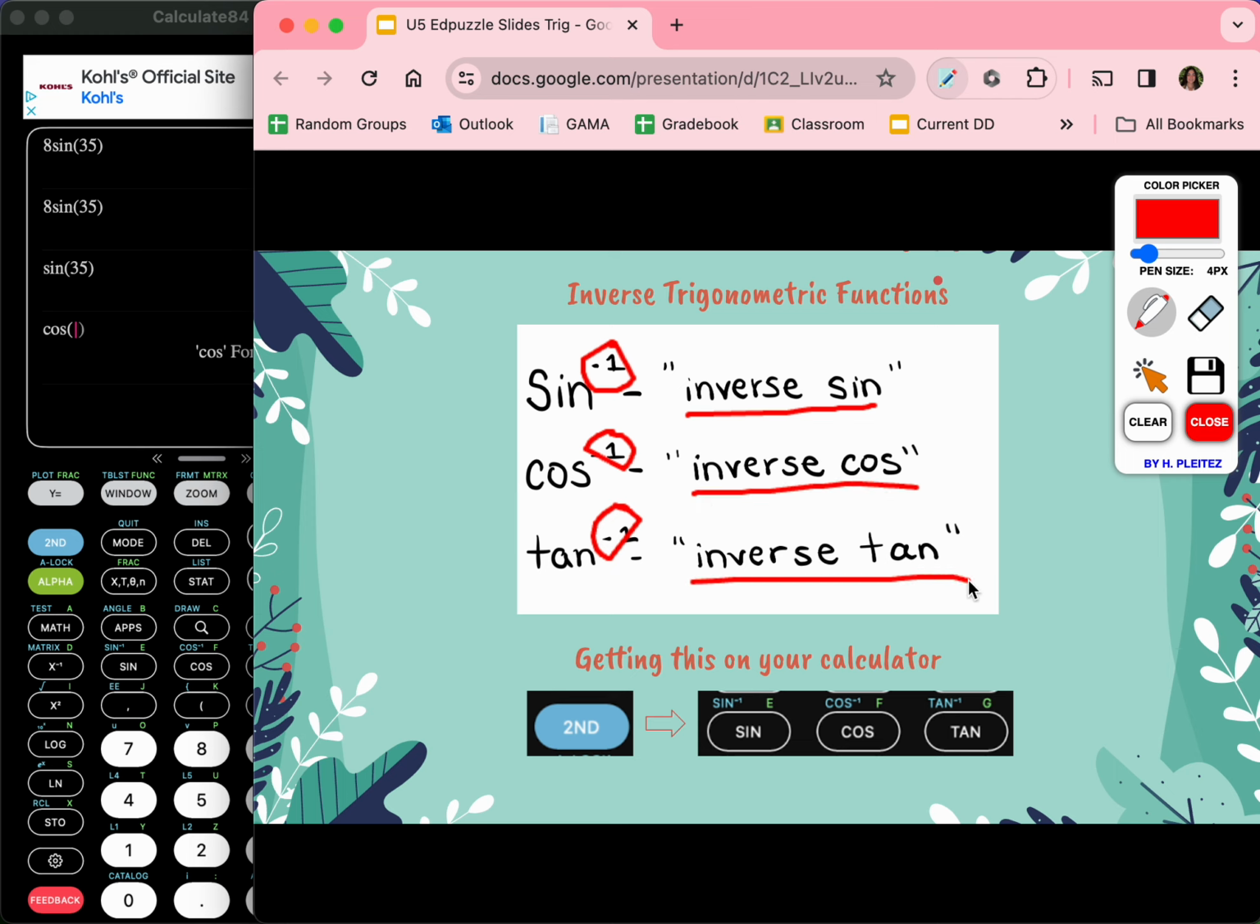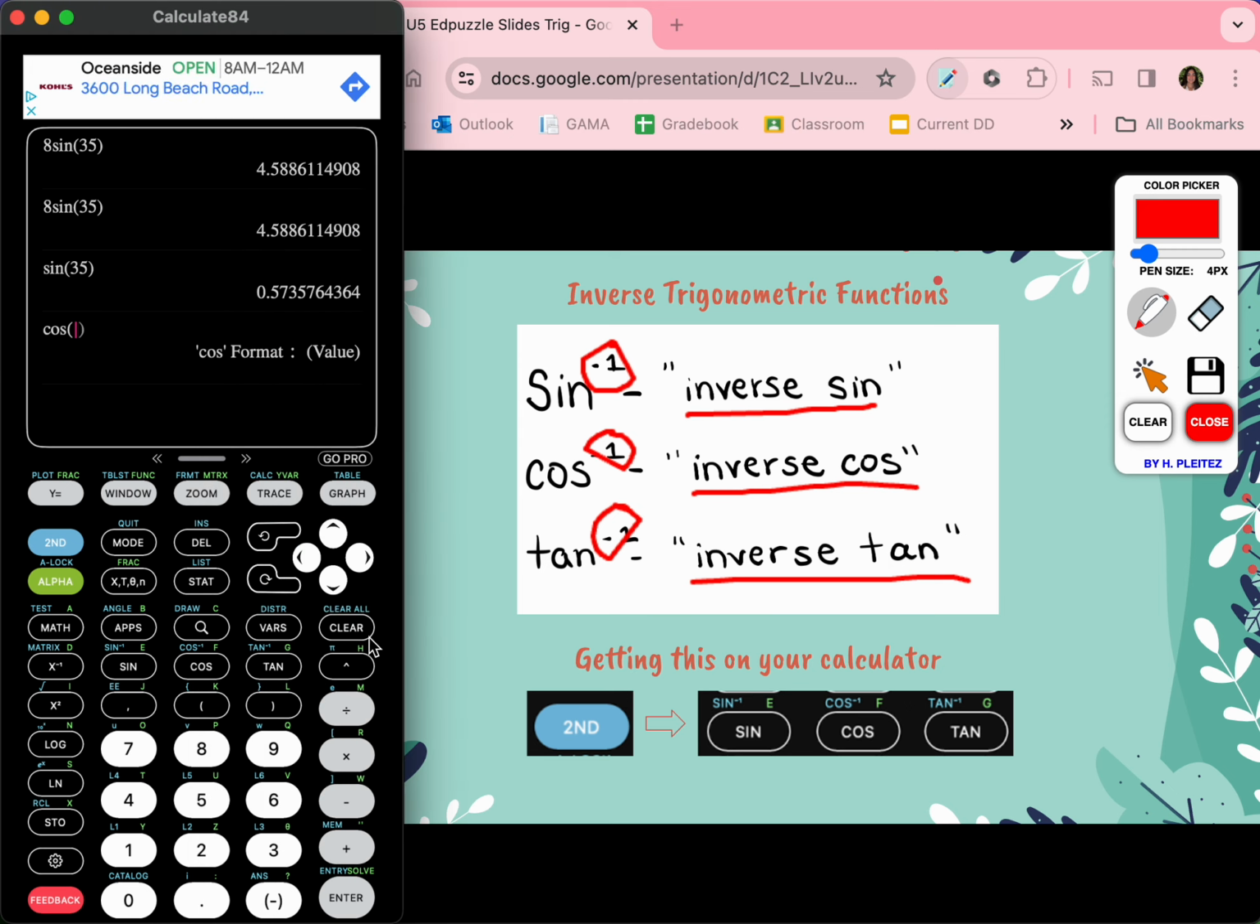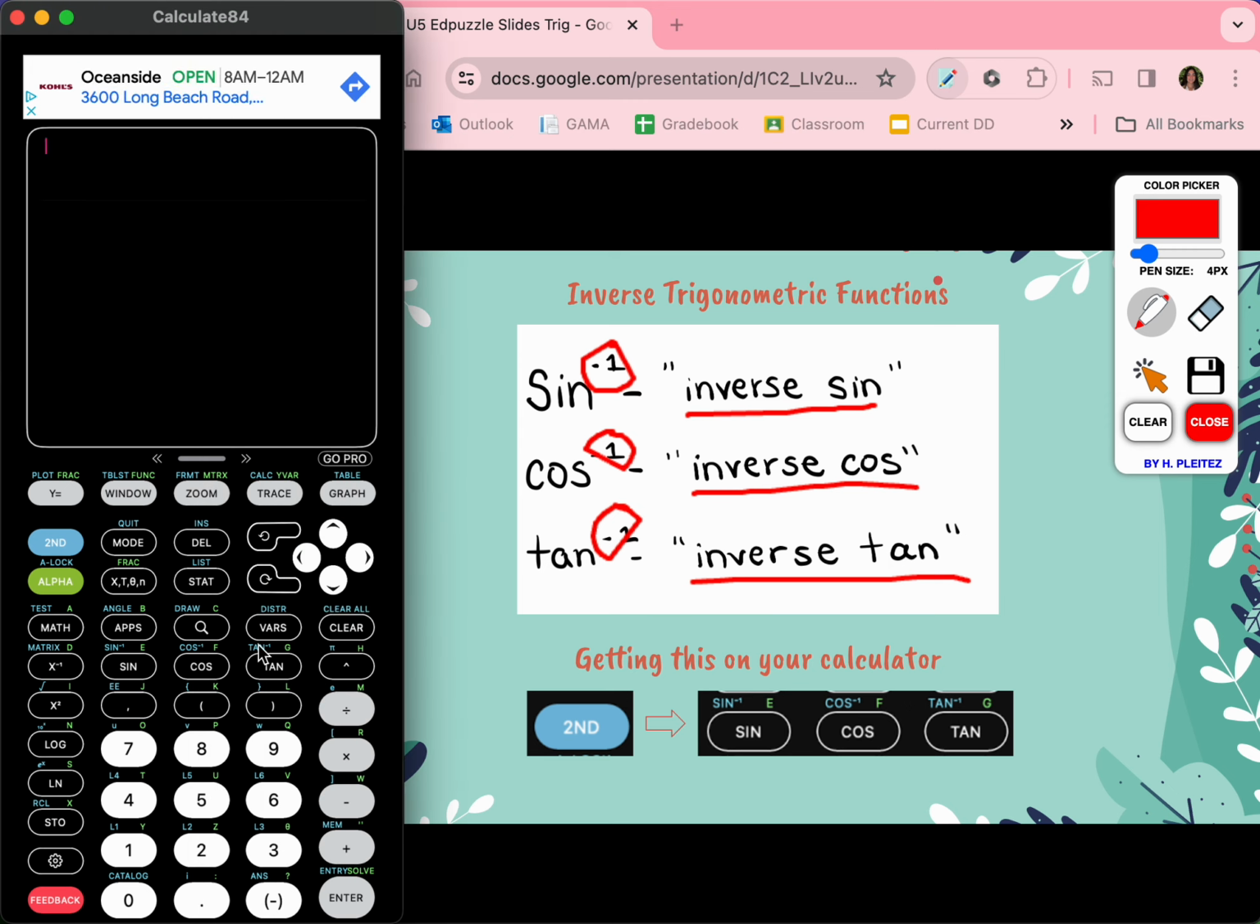So we're going to show you guys how to get these on your calculator. I'm going to clear this. Typically, yes, you click sine, you click cosine, and you click tangent, right? We have sine, cosine, and tangent here. To get the inverse sine, inverse cosine, and inverse tangent, you have to hit the second button, and then you click whatever trig function you need. So in this case, we were dealing with cosine, so it would be second cosine. That's how you would get it, and we'll go over the rest on the next slide.